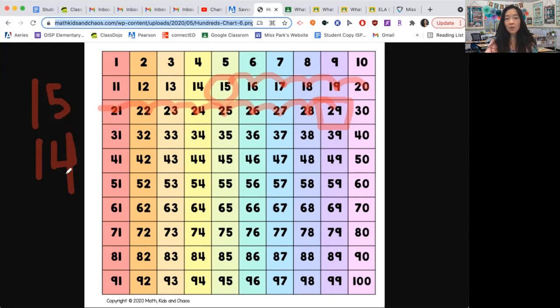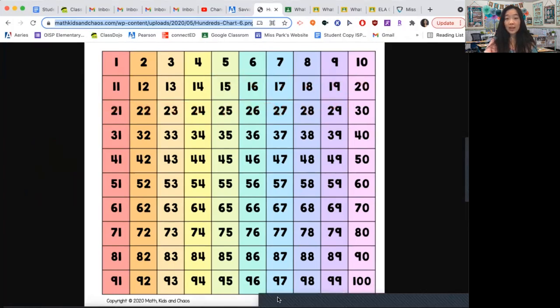Okay. If you're counting on by tens first, you would stop at 25 and then you would move on 4 ones. 1, 2, 3, 4. Okay. So 15 plus 14 equals 29.